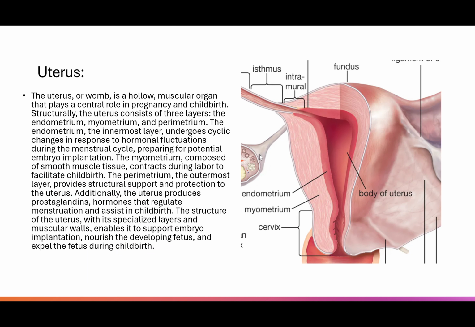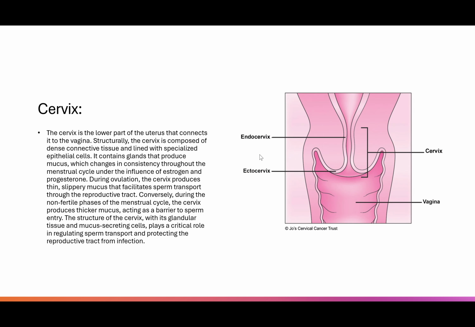Alright. So the cervix now. The cervix is the lower part of the uterus that connects it to the vagina. Structurally, the cervix is composed of dense connective tissue and lined with specialized epithelial cells. It contains glands that produce mucus, which changes in consistency throughout the menstrual cycle under the influence of estrogen and progesterone. So it can change its thickness throughout the 28-day cycle. During ovulation, the cervix produces thin, slippery mucus that facilitates sperm transport through the reproductive tract. Conversely, during non-fertile phases of the menstrual cycle, the cervix produces thicker mucus, acting as a barrier to sperm entry.